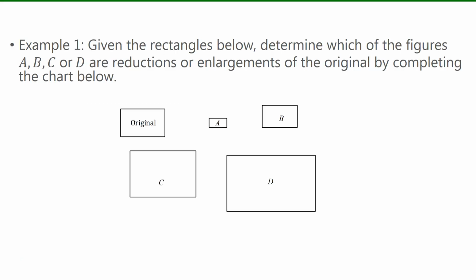So we'll start by using our ruler to measure the side lengths in the original diagram. So now placing my ruler along the top edge, I get a measurement of 2.5 centimeters. And down the side, I get 1.5 centimeters. Now for figure A, I get 1 centimeter by 0.5 centimeters.